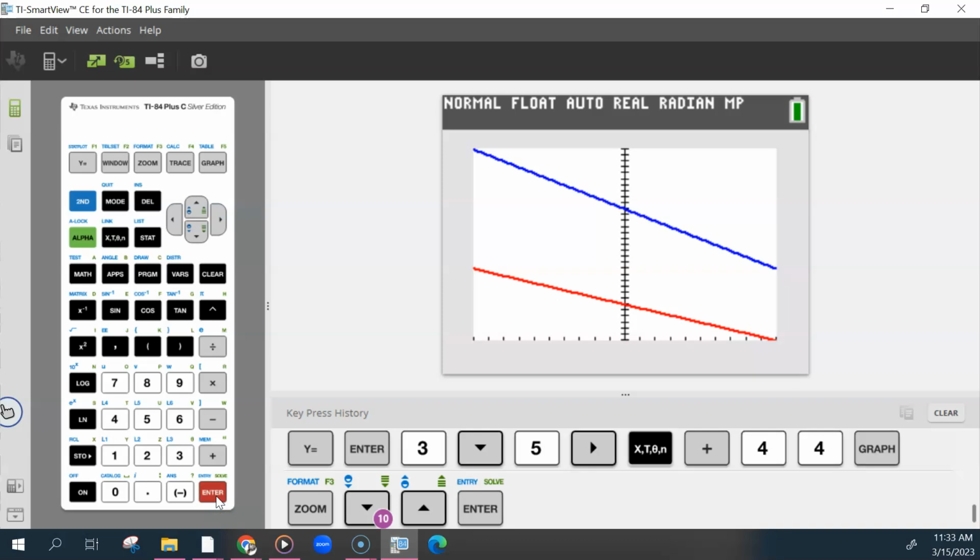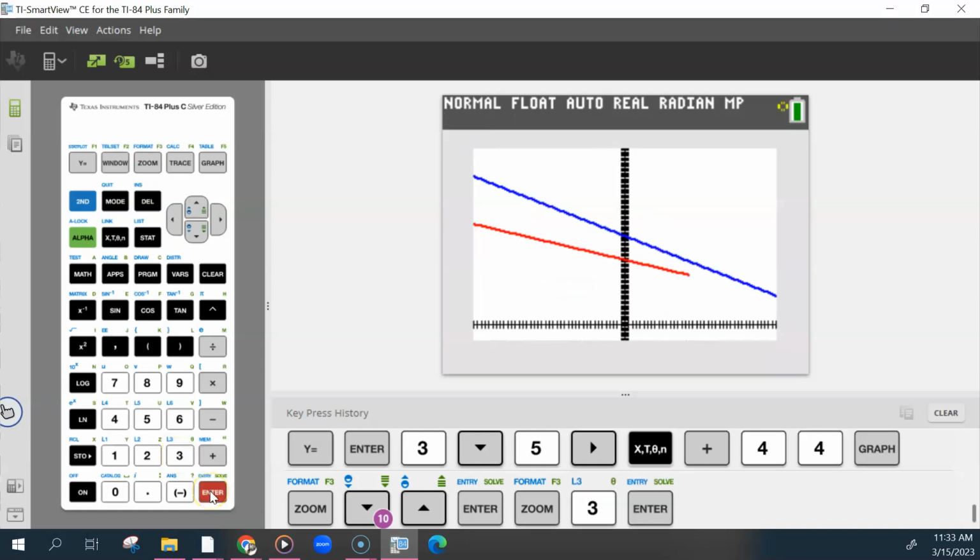And you should be able to see the lines, but we have to see where they cross. So we have to zoom out a little bit more. So zoom out 3, and then hit enter. That might work even if I close it.